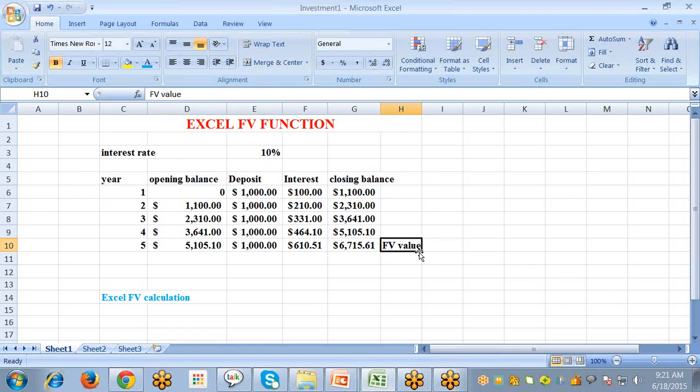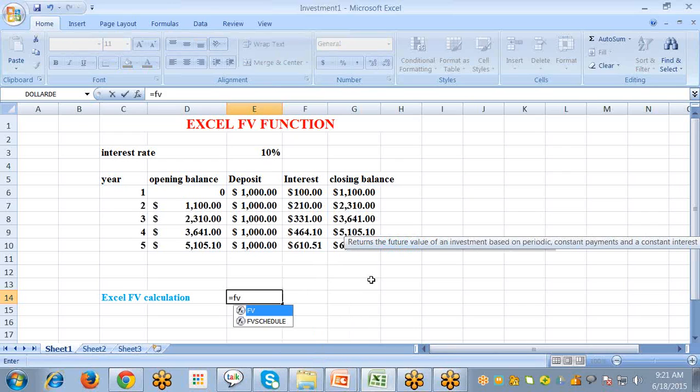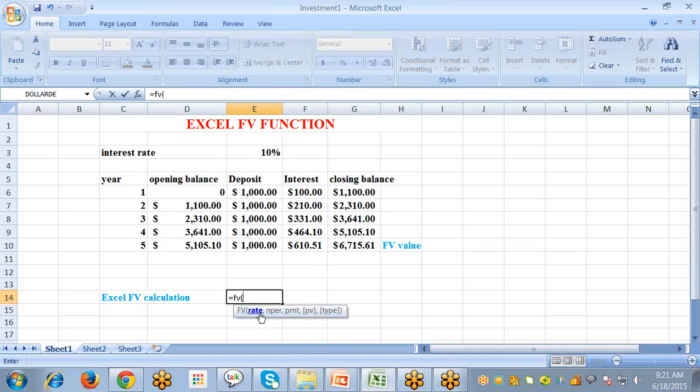For the fifth year, this will be the FV value, this value 6750. But in Excel, it will be calculated in a simple way by just selecting the cell, typing an equal sign, and selecting the function you want to calculate FV. So select FV, and the first argument is the rate, which is the interest rate. We have 10%.